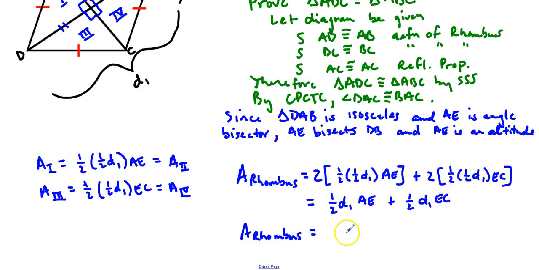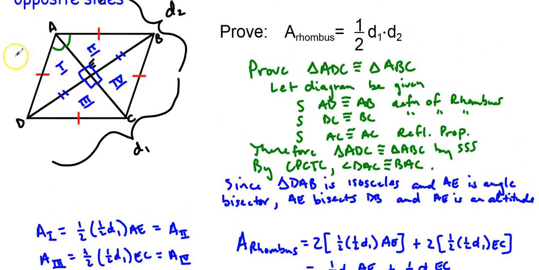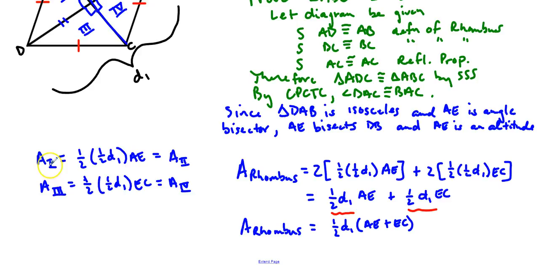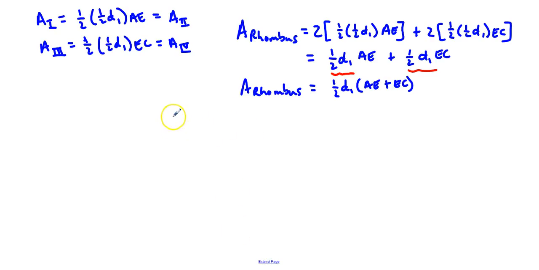And again, similar to that kite proof, we can factor out a 1/2 D1 from each one of those. So pull that out in front, and we're left with AE plus EC. Go back up to our diagram. What is AE plus EC? There's AE. There's EC. That makes up the entirety of the second diagonal. So we can simplify this and conclude that the area of any rhombus is equal to 1/2 D1 times D2.